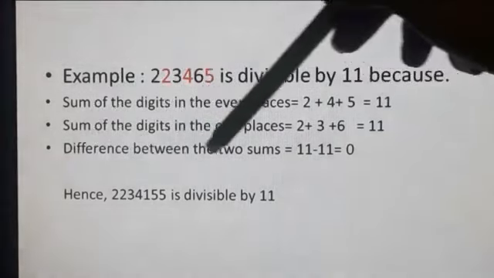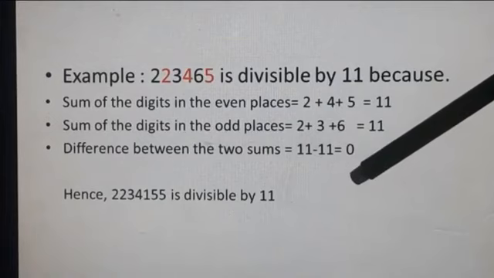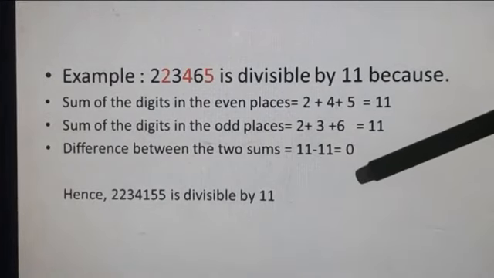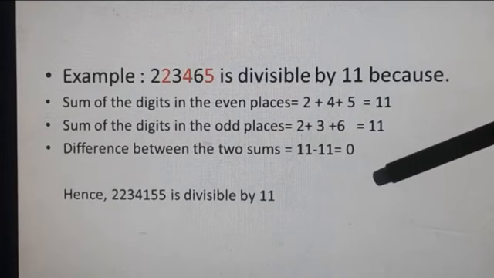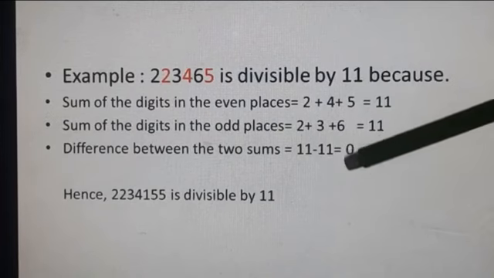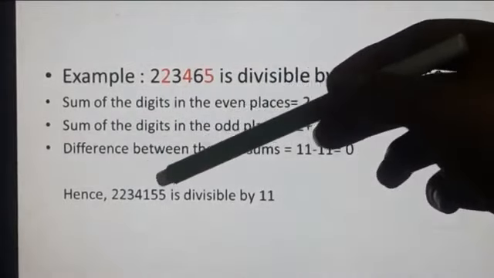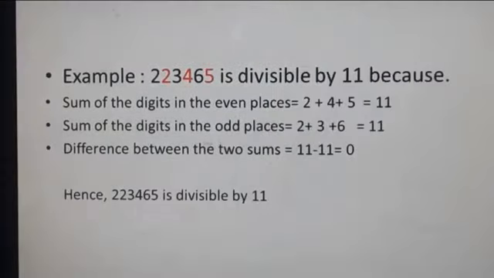Now the difference between the two sums. 11 minus 11, 0. It was said in the rule, if the difference is 0 or a multiple of 11, then the given number will be divisible. So we are getting 0. Hence 2,23,460 is divisible by 11.